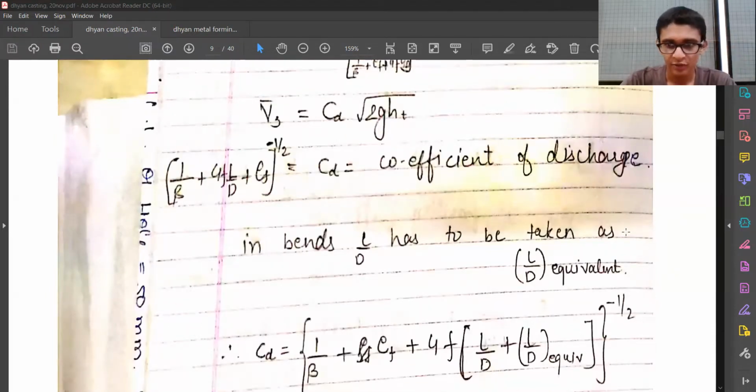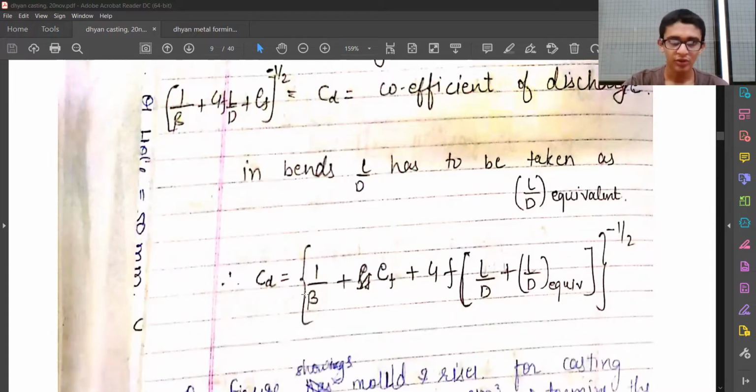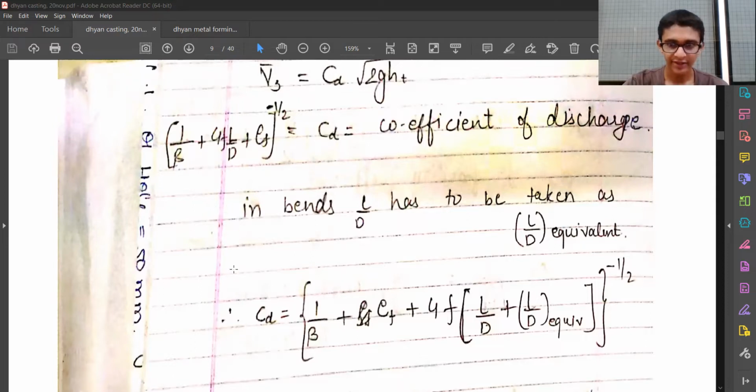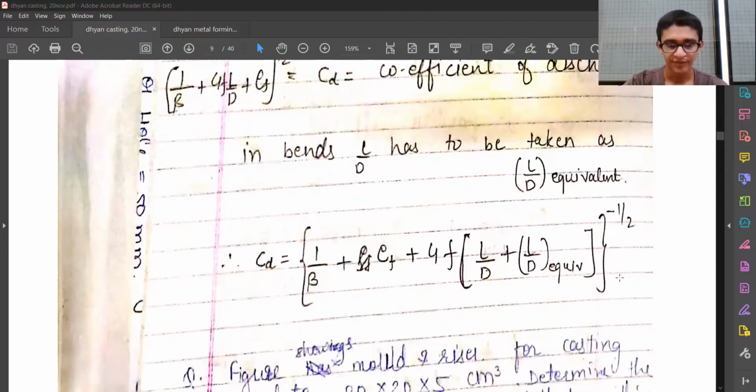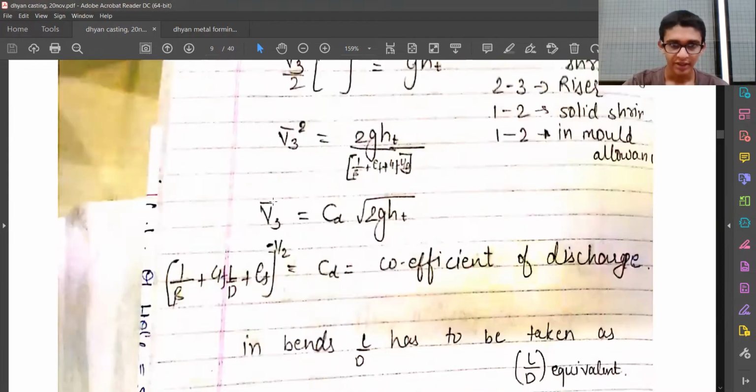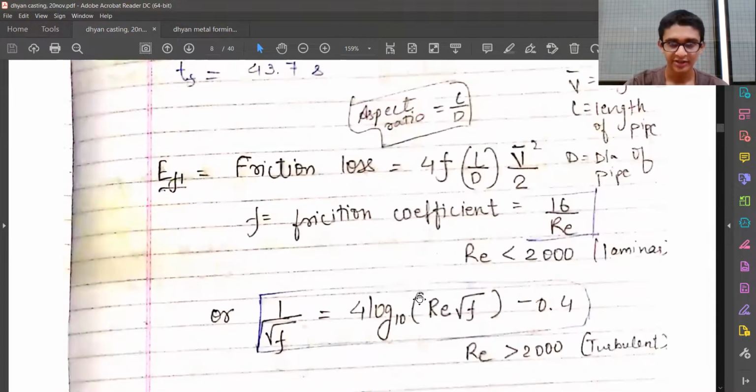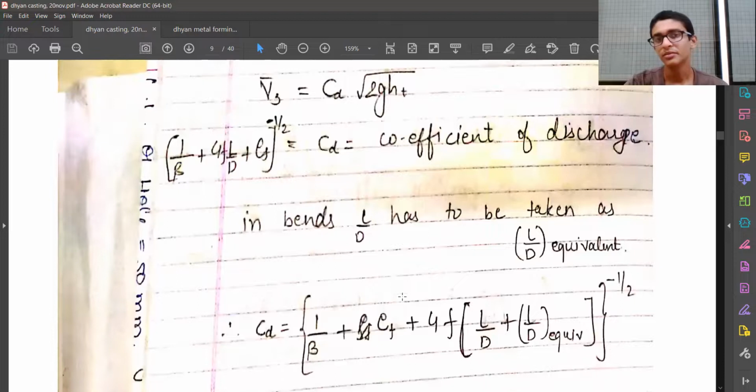In bends, L by D has to be taken as L by D equivalent. There could be multiple bends, and before the bend and after the bend, there could be a change in length or change in the diameter. In that case, L by D equivalent will be given to you, and use that term. So CD finally will be 1 upon beta plus EF plus 4F into L by D plus L by D equivalent, the whole raised to power 1 by 2. That's the coefficient of discharge, and that can be directly used now in the V3 term. V3 is the velocity at the gate, and that will be useful to find out the mold filling time.